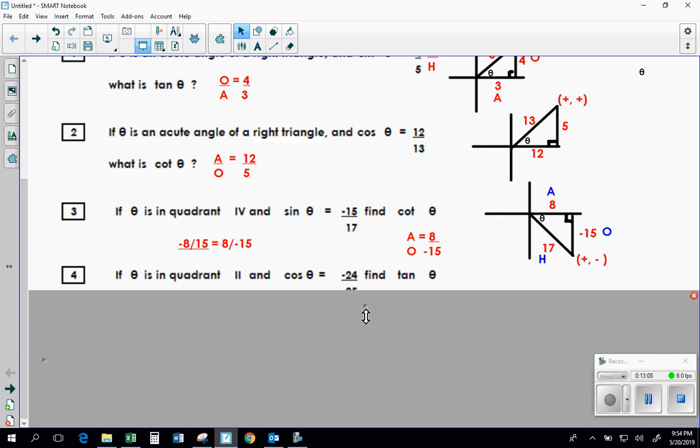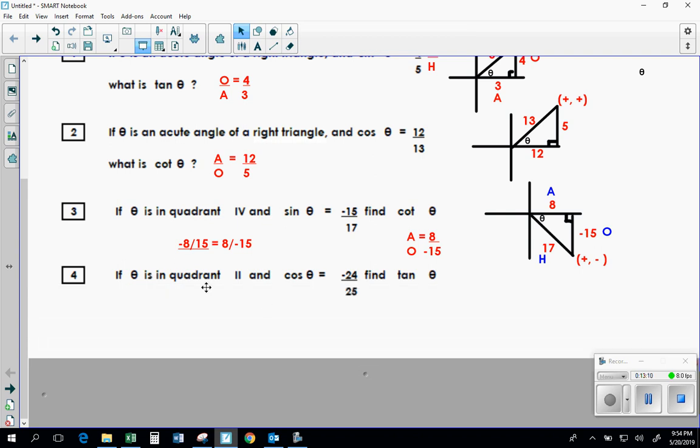Okay, last example. It says if theta is in quadrant 2. So again, they tell me what quadrant to draw it in. So I draw myself an XY coordinate plane, draw myself a quadrant 2 triangle, draw myself a right angle symbol, bring in my reference angle. Remember, reference angle is always between the hypotenuse or the terminal side and the x-axis. Okay, they tell me what to put in here.